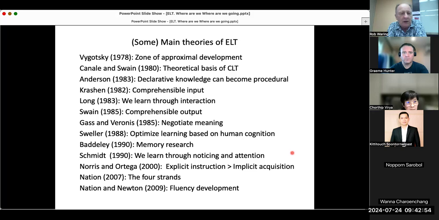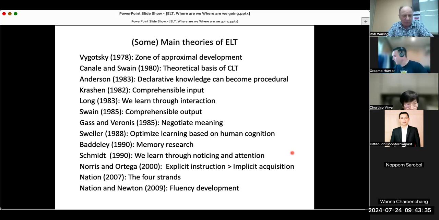But you can see that Vygotsky, for example, told us about the zone of proximal development, I+1, something that Stephen Krashen has taken on. Canale and Swain put forward the theoretical basis of CLT, communicative language teaching. Anderson, very interestingly, found out that declarative knowledge can become procedural. I'm hoping that you understand the difference between declarative knowledge and procedural knowledge. Declarative knowledge is knowledge of something, like the name of something, how to translate a particular word. Procedural knowledge is where you can actually use it in process.